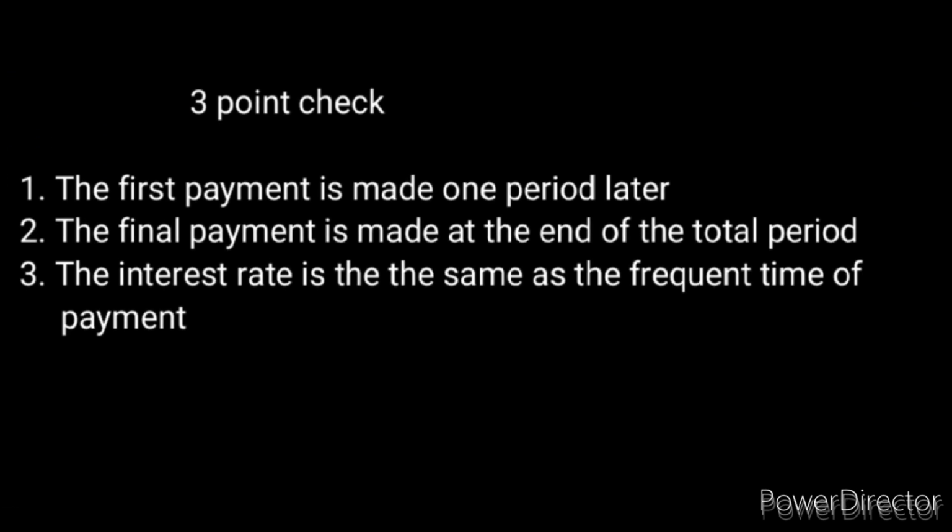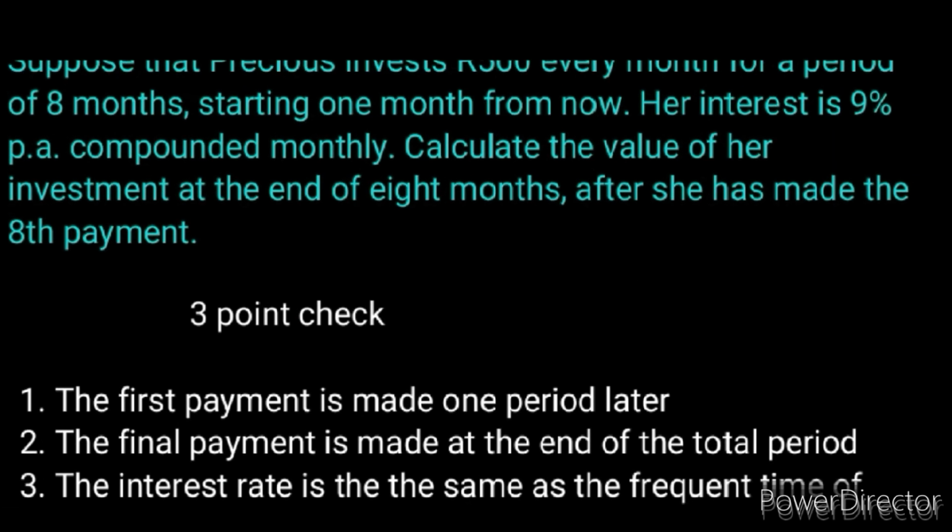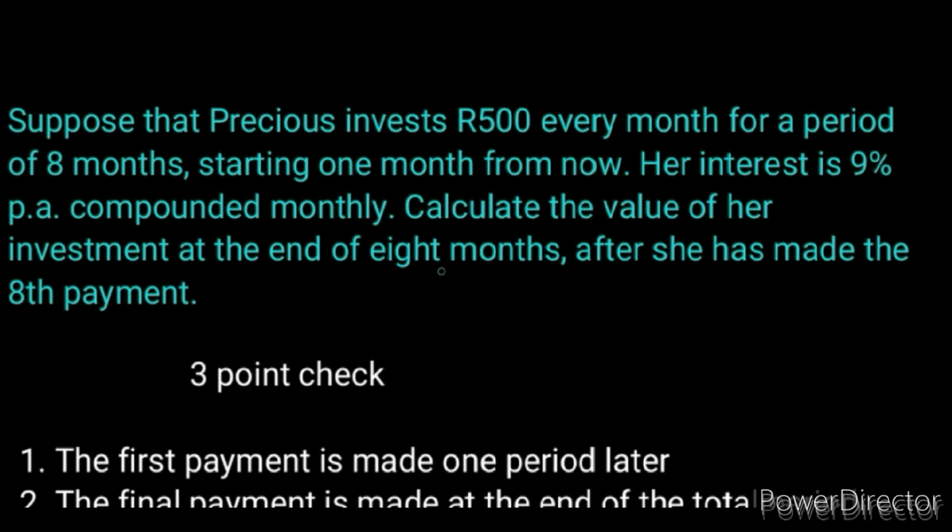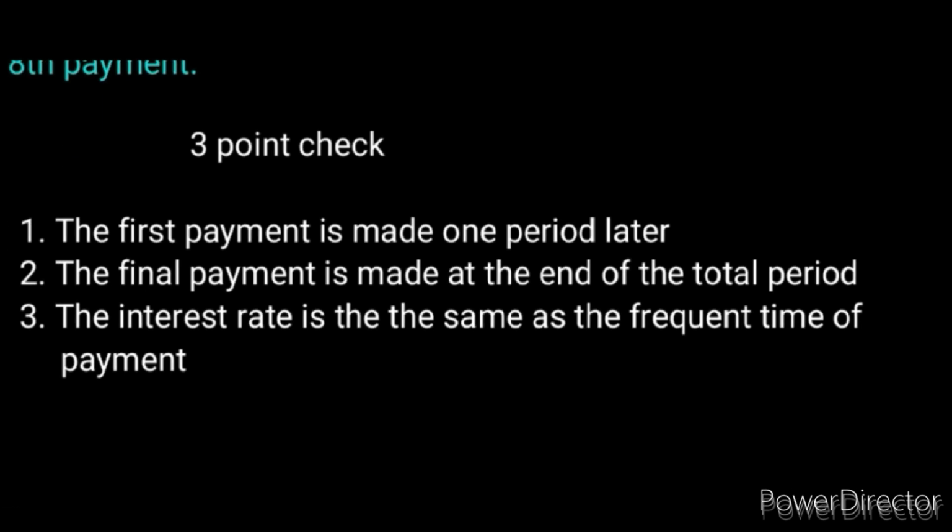It's easily missed by a lot of students. This is why in past papers they also get it wrong. So you have to check if the interest rate is the same as the frequency of payment. What do I mean? If the person is paying monthly, so in this case, notice that the person is paying monthly, the interest must also be monthly. So if the person is paying monthly and the interest rate is semi-annual, we have to convert the interest rate from semi-annual to monthly. So memorize this. This is going to be very important.